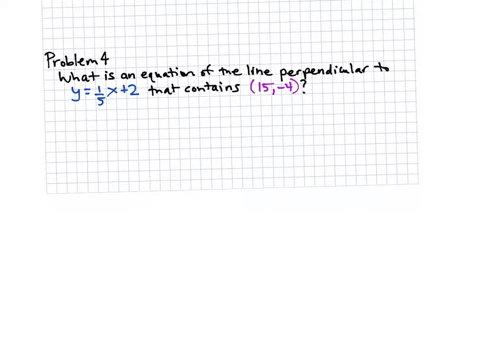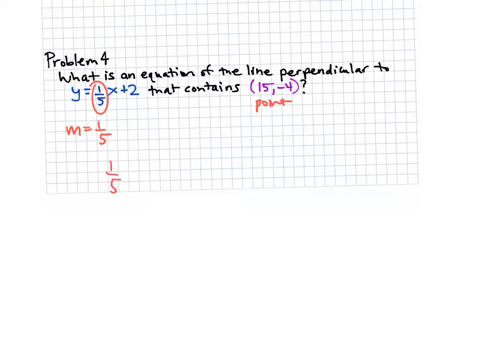Okay, problem 4. This asks, what is an equation of a line perpendicular to y equals 1/5 x plus 2 that contains a point? So we're going to do this one just like the one we did with the parallel lines. It's just going to be slightly harder to figure out the slope of the perpendicular line. We have a point, and then we need a slope. So the slope of this line is 1/5. But we want the slope that's perpendicular to this.